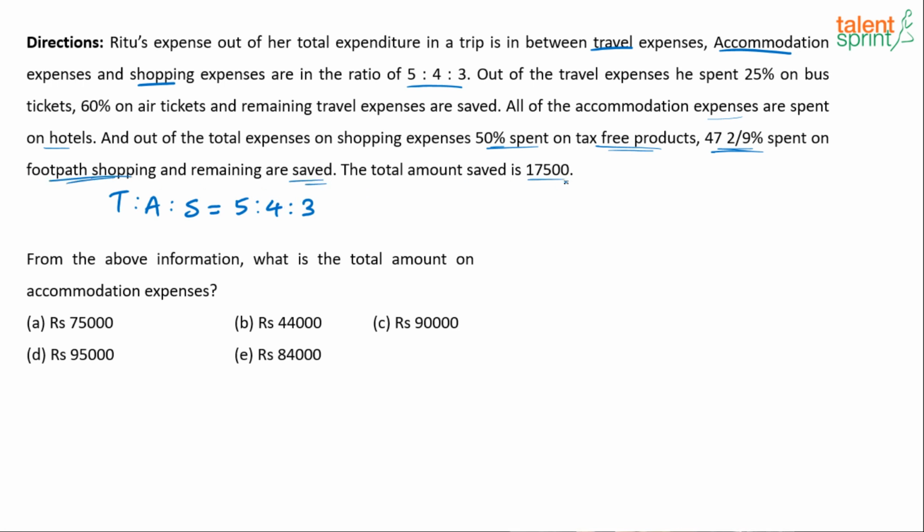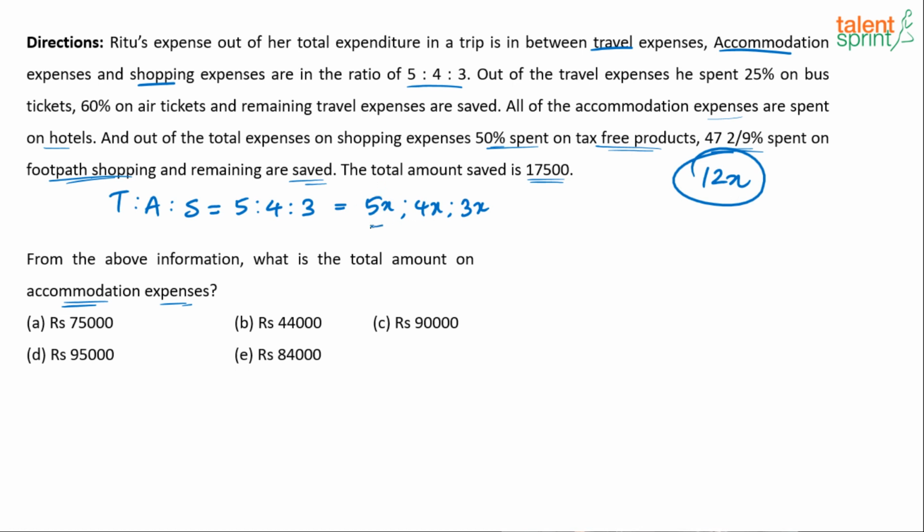The total amount saved is 17,500. From the above information, what is the total amount on accommodation expenses? How do you do this? First of all, let's look at it. This is like 5x, 4x, and 3x. And you should not write this. You should understand this mentally. 5x, 4x, 3x is the expense. Total expense is how much? 12x. Total expenditure is 12x. Yes or no? 5 plus 4, 9, 9 plus 3, 12x.